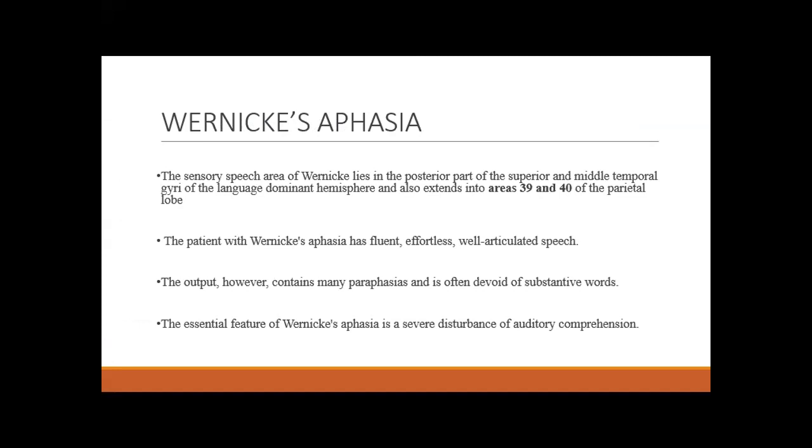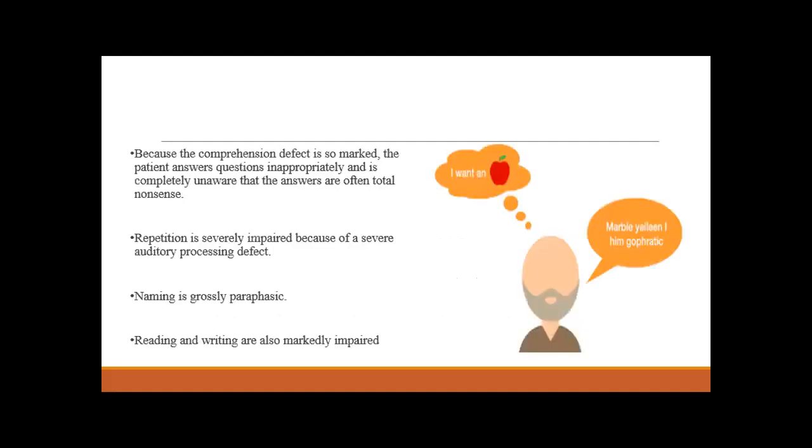Now, the patient with Wernicke's aphasia will have a fluent, effortless, well-articulated speech, but the output will contain many paraphasias and will be devoid of substantive words. Now, the essential feature of Wernicke's aphasia is a severe disturbance of auditory comprehension. Because the comprehension defect is so marked, the patient will answer questions inappropriately and will also be completely unaware that the answers are often total nonsense.